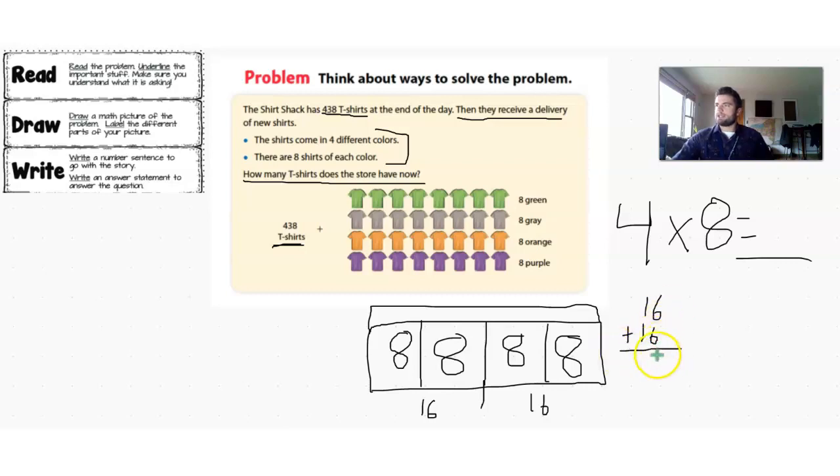6 plus 6 is 12. I'll write the 2 in the 1's place here, then bring the 1 over and regroup and give that next column a 10. 1 plus 1 plus 1 is 3. So 4 times 8 is actually 32. Ooh, that is messy. And I'll write it over here. 4 times 8 is 32.